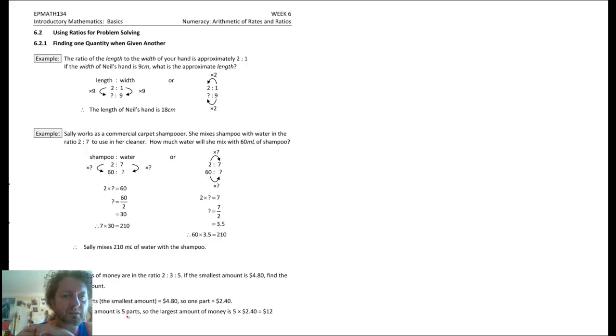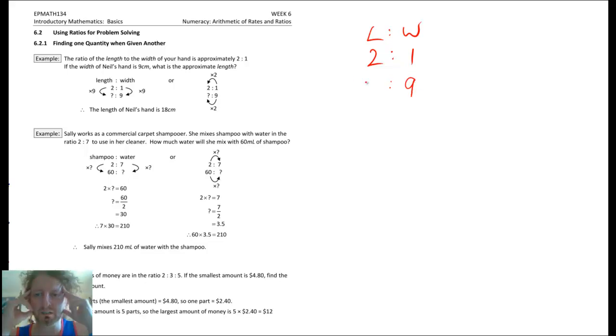So if I say length to width, I go 2 to 1. Always make sure you get them in the right order. Length to width was 2 to 1. I've got everything lined up correctly. And then it says the width of Neil's hand is 9 centimeters. So in constructing this, I'm merely writing down the length to width, what I got given, that it was 2 to 1. Then I write down the width of Neil's hand. I just make sure I put this 9 centimeter width under the W. And you can see then that my unknown is this box here.